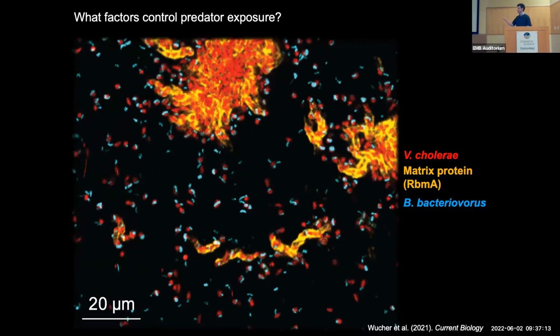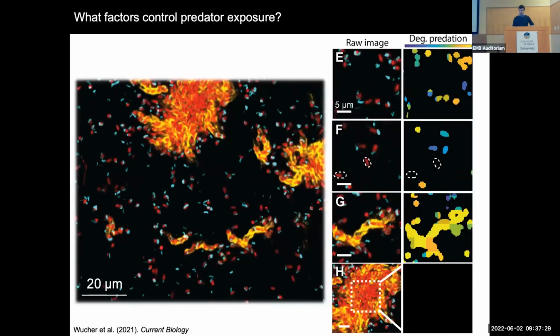And so I'm showing you an image like the one from before, but now the matrix is labeled too. That's the yellow part. We're labeling a protein called RbmA, which is one of the primary matrix components for cholera. It's distributed fairly evenly throughout, which makes it a good proxy. So if we look in more detail at this picture, we can see a couple of different things happening. We can see isolated cells, which in general are not in great shape. They're mostly dead.